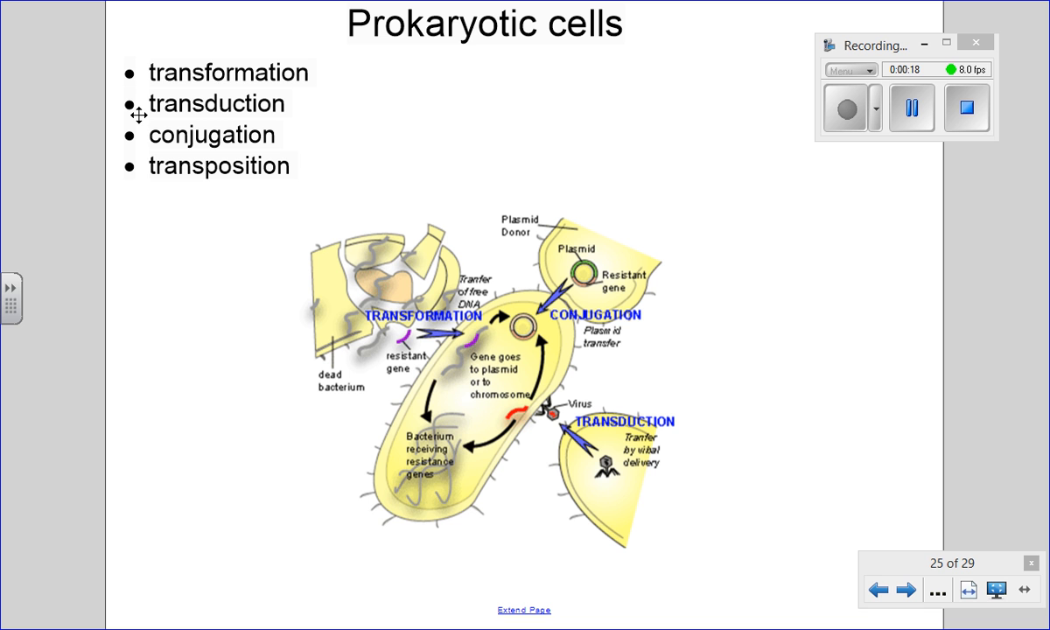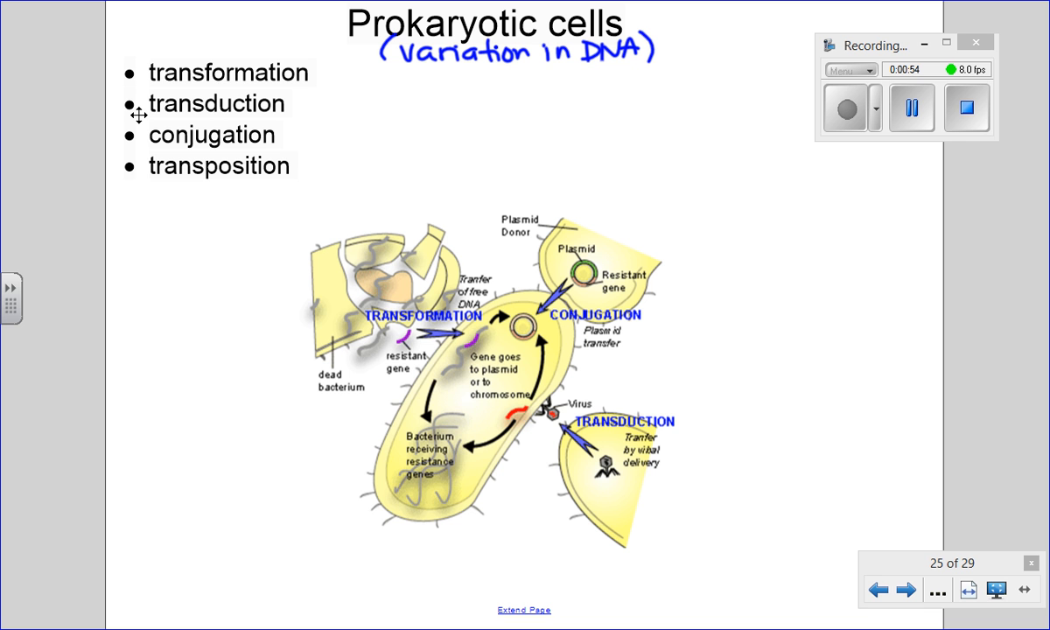We're going to start with prokaryotic cells. And as a general rule, prokaryotic cells are not the focus of our study. We're mostly talking about eukaryotic cells, which are the types of cells that you have. But we can't forget that that is not the only type of cell that exists. And so I'm starting this lesson with a few things that happen in prokaryotic cells to give variation in their DNA code.